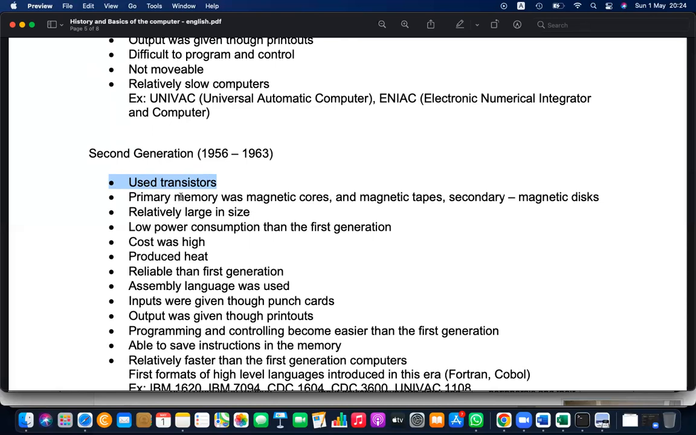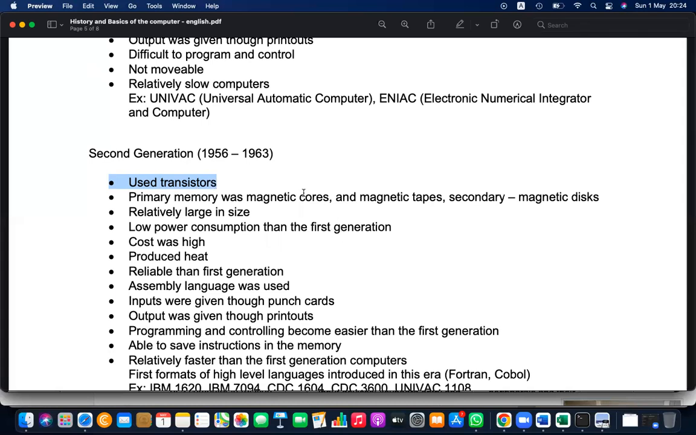But transistors, it's like 1 centimeter, 2 centimeter maximum. Right. So it can be maximum 10 centimeters likewise. So it's centimeter, millimeter scale. Very small. Therefore, computers became smaller and smaller in the second generation.